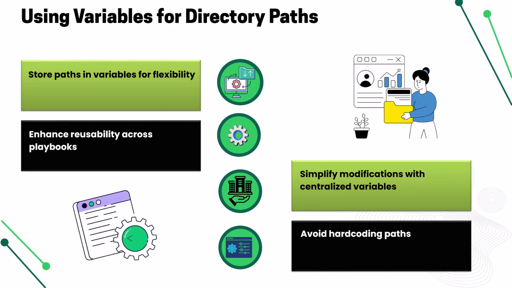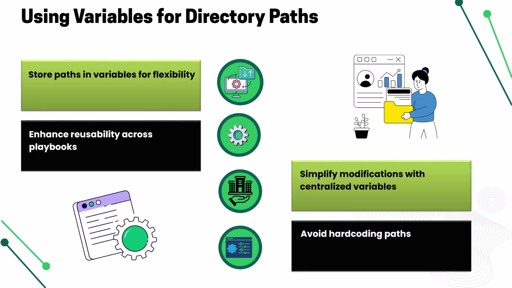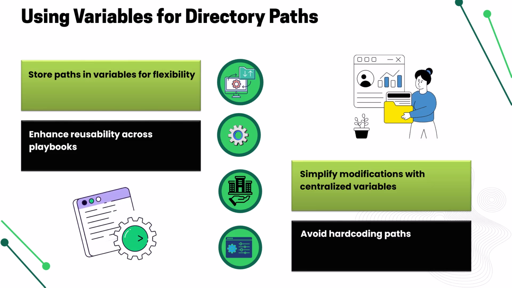Variables are like cheat codes, they make everything easier. Storing paths in variables lets you flexibly reference them across playbooks. This boosts reusability, reducing repetitive coding. Having centralized variables makes modifications simpler, so you're not digging through lines of code. And never hardcode paths, because when things change, hard-coded values are a headache.